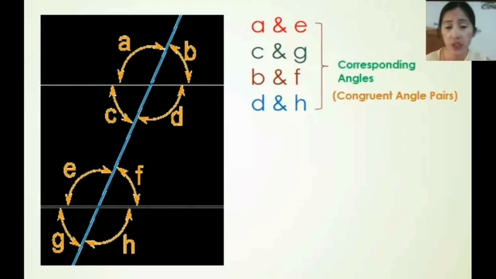Okay? Also C and G, look at C and G. C here, in the relative position on the figure below, has angle G, and they are corresponding angles. It goes to show that B and F are also in the same relative position, so they are also called corresponding angles. D and H also. And take note that corresponding angles are also congruent angle pairs. Okay? So we proceed to next.